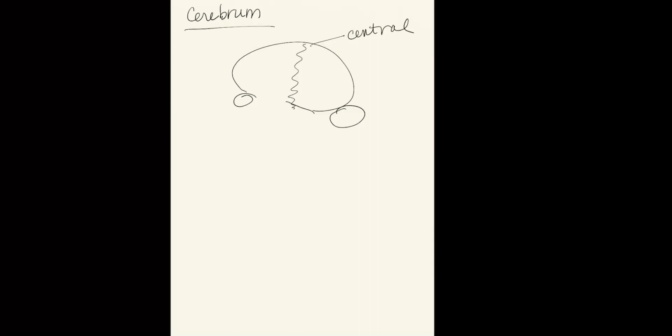If you're looking at the brain from the top, this would be like an anterior view. If you're looking from the top down, whoops, this isn't very good. This would be the lateral sulcus. It separates hemispheres.